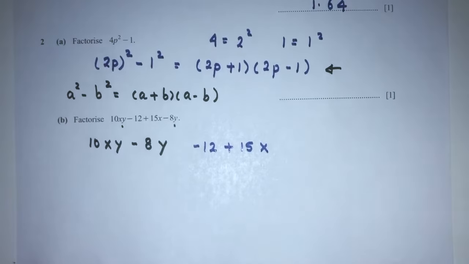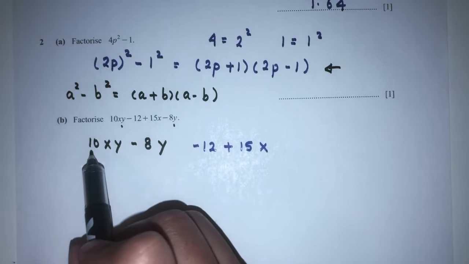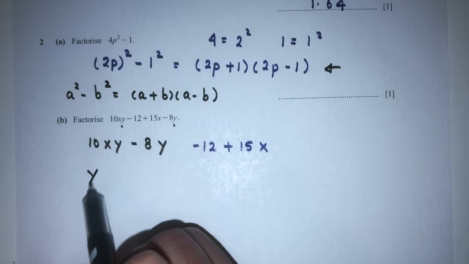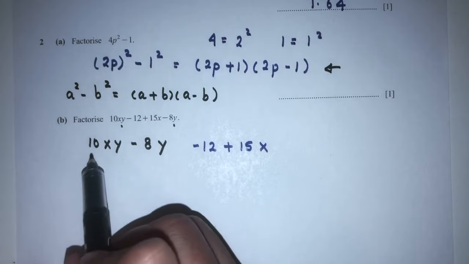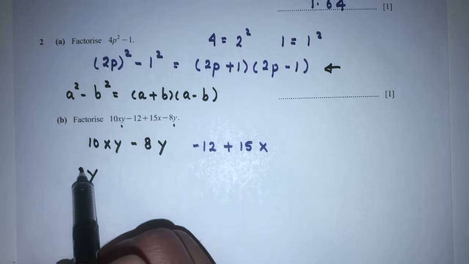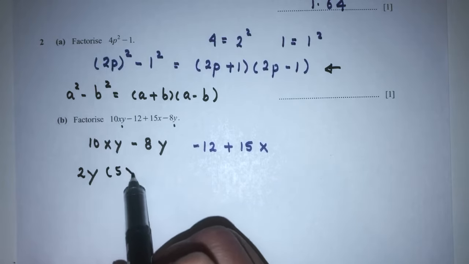So now we can factorize the common factors. We have y, which is common, but we also have 2, right? Because these two are even numbers, we can take 2 out. So you will have 5x minus 4.